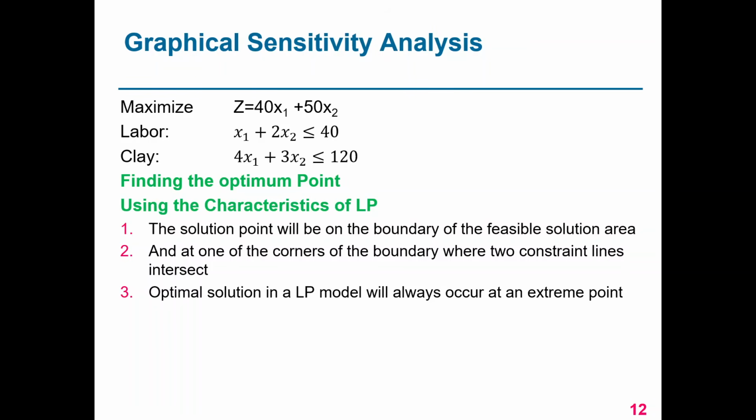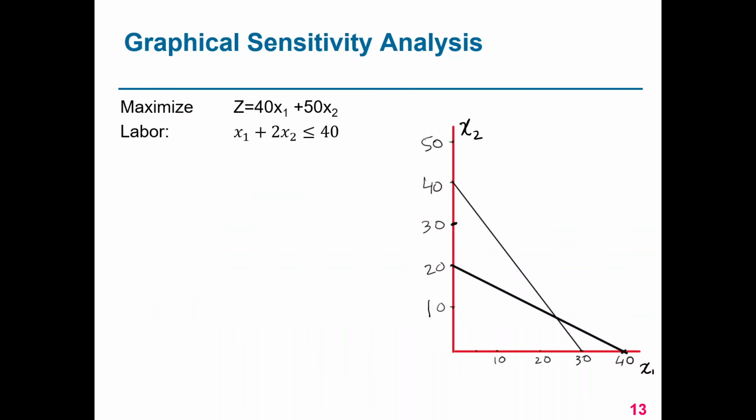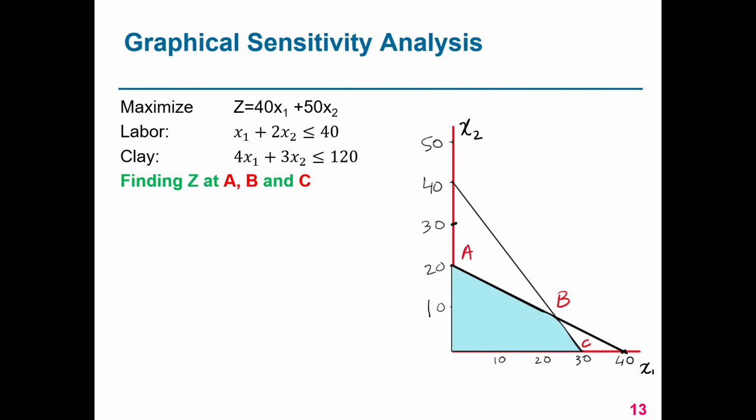So from all of the space that was available in the feasible region, now we have shortlisted 3 points. As you can see here, these 3 points are the extreme points on the boundary of the feasible region, and point B is basically formed by the intersection of the clay and the labor constraint. Point A is formed by the intersection of the labor constraint and a non-negativity constraint.